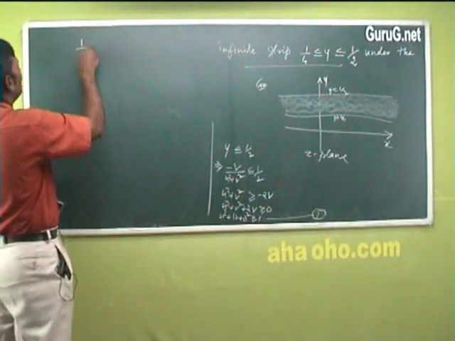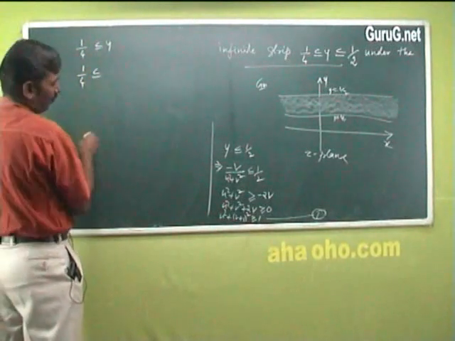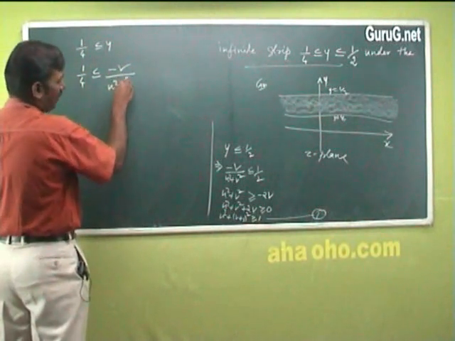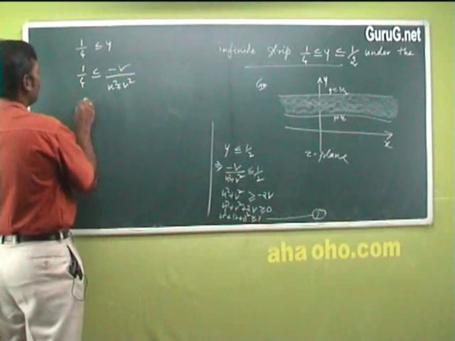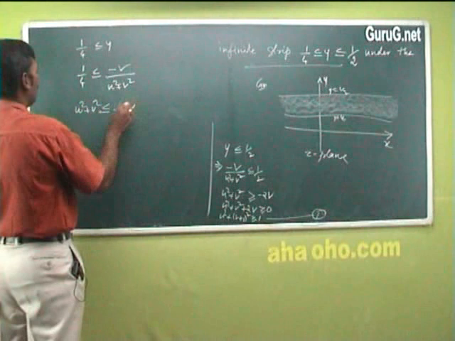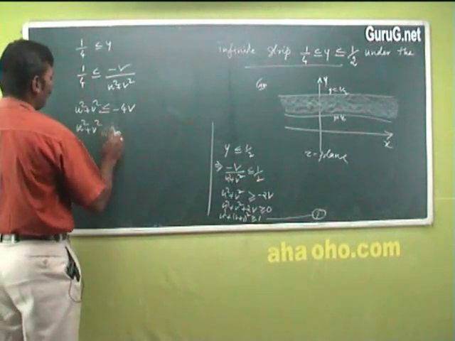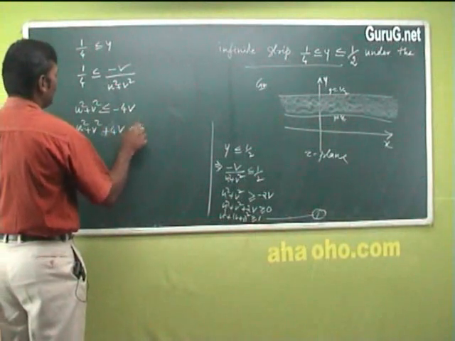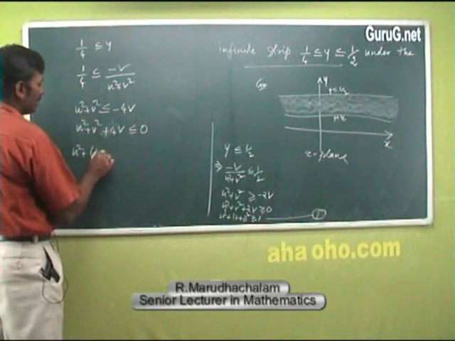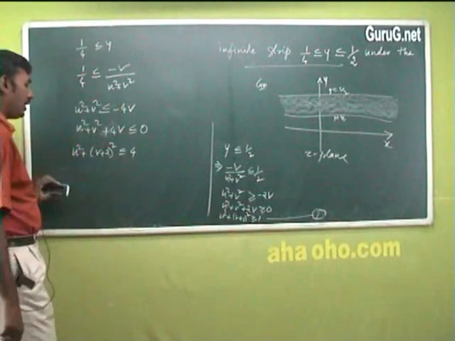So 1 by 4 is less than or equal to y. What is y? Minus v by u squared plus v squared. Cross multiply it. So u squared plus v squared is less than or equal to minus 4v, so u squared plus v squared plus 4v is less than or equal to 0. I can write this as u squared plus v plus 2 the whole square is less than or equal to 4. Is it right?